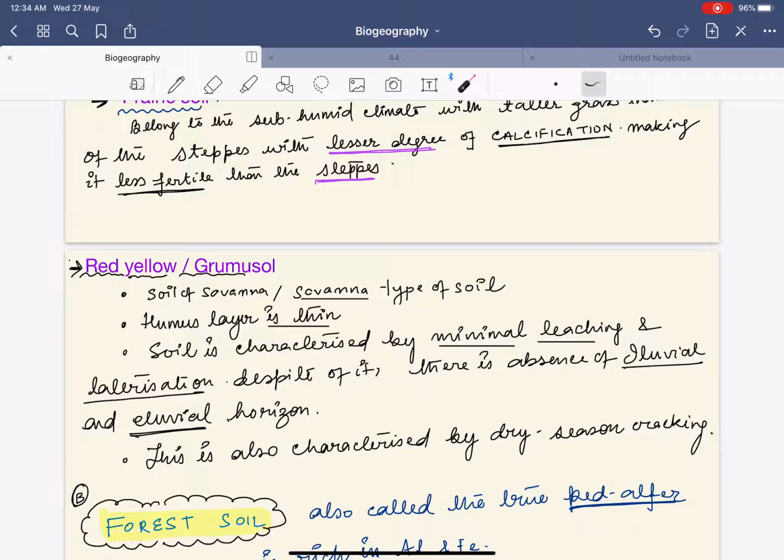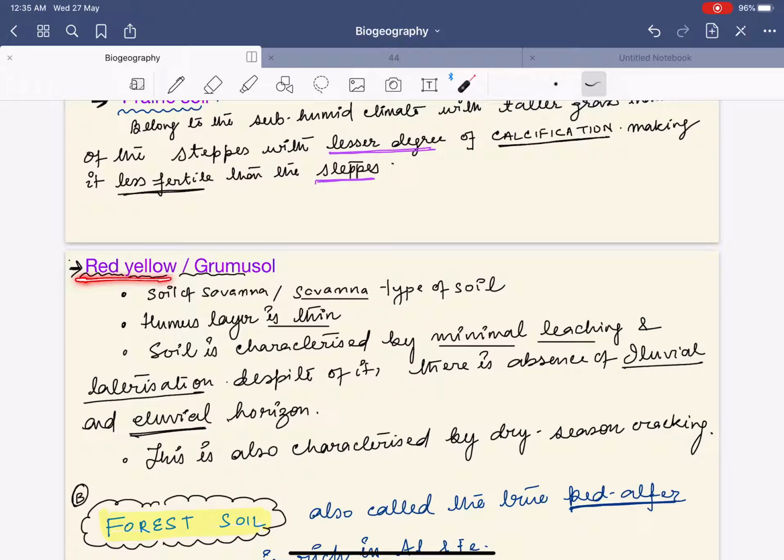Next, we have the red soil. The red soil is also called the grumosol. Sorry, it's your red yellow soil. The red yellow soil is nothing but the soil of the savanna, or the savanna type of soil. As we have already read in the Koppen's classification, the savanna type is classified as Aw. Aw means that they receive a winter rainfall, whereas the summers are dry. Next, they receive the summer rainfall, whereas the winters are dry. Please forgive me for that mistake.